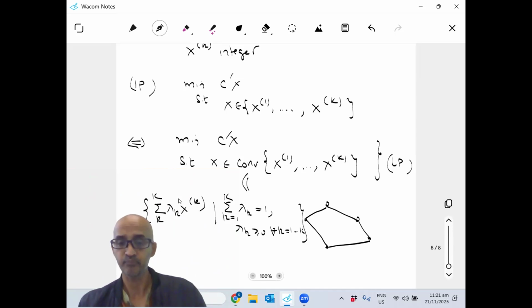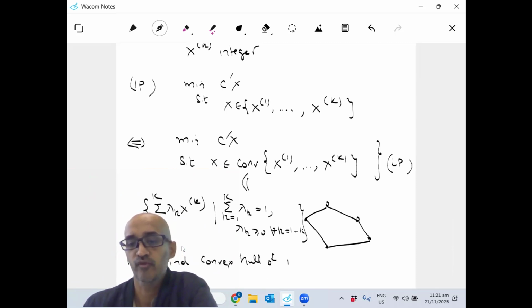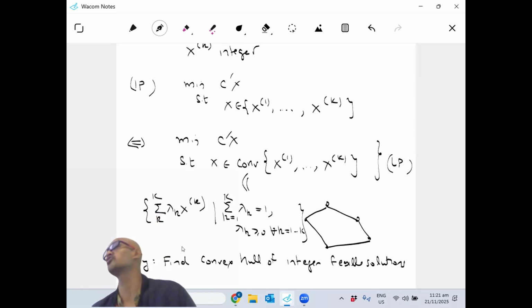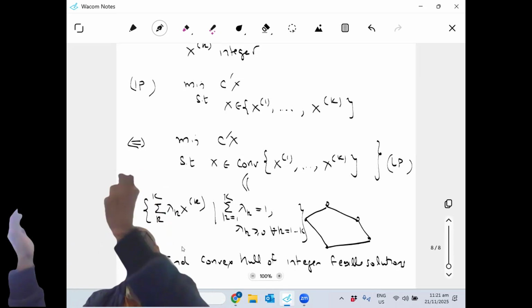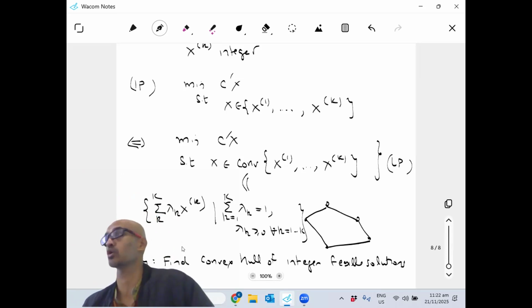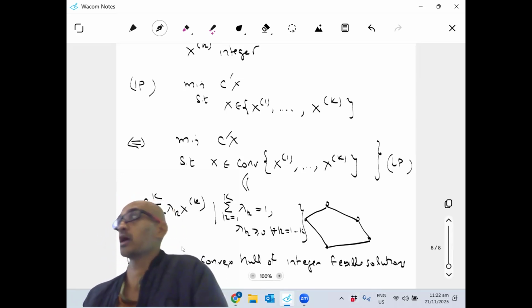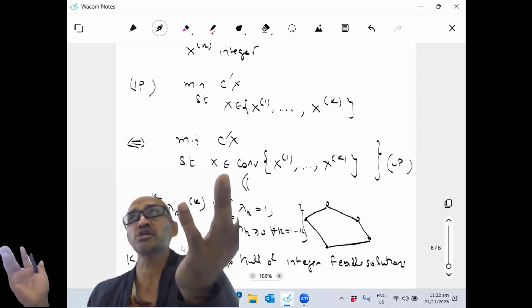So the key is to find the convex hull of integer feasible solutions. And this is what integer programming solvers work towards, trying to find the convex hull of all the integer feasible solutions. This is the technique that we will see later on when we do branch and bound and cutting plane methods. Okay, is that clear?